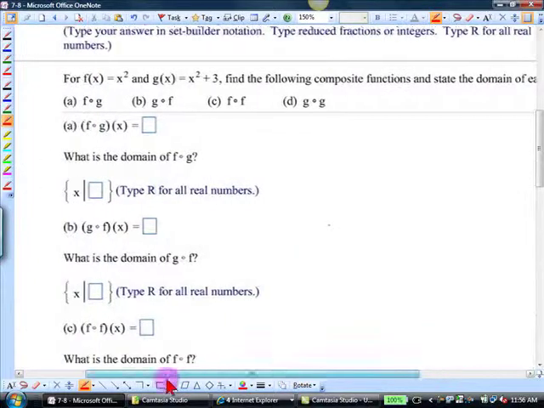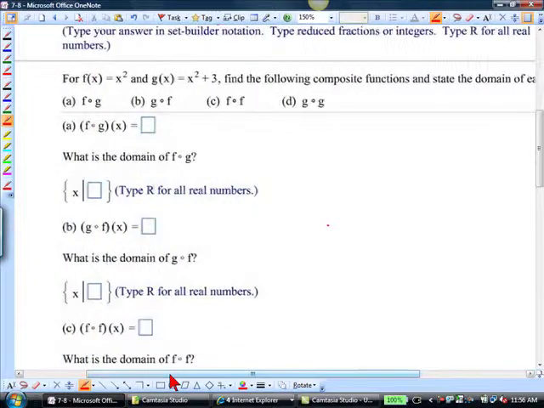You guys do this one completely, please. f of x is x squared and g of x is x squared plus 3. And we're going to do f of g, g of f, f of f, and g of g. And we're going to talk about the domain for each of those. Okay? So go ahead and do that.